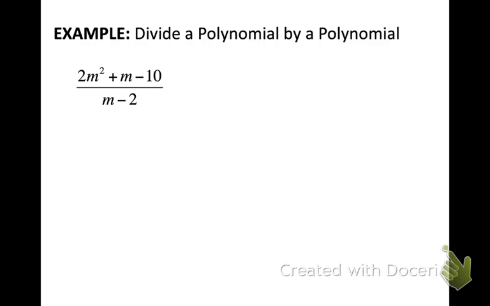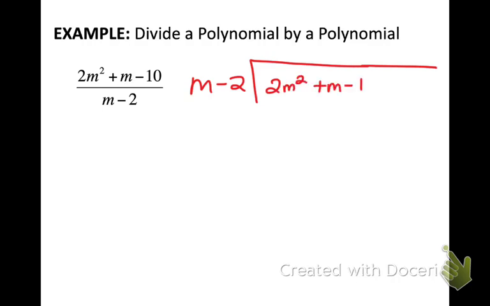So the divisor, which is the number in your denominator, is the number that goes outside of the long division. So this is m minus 2 going into 2m squared plus m minus 10. Do you remember how to do this? So now let's just do a basic one.